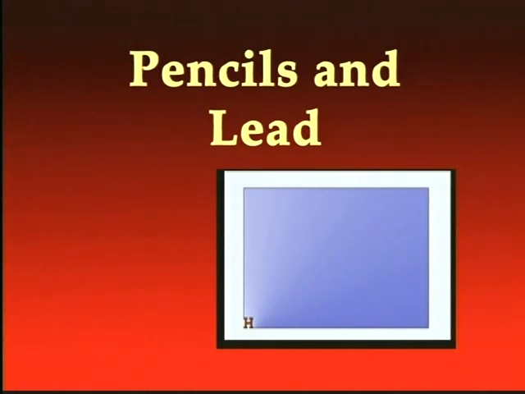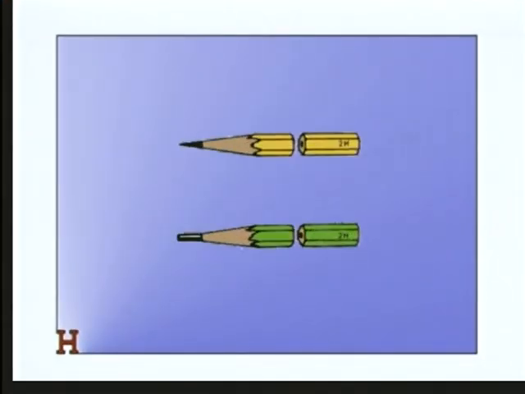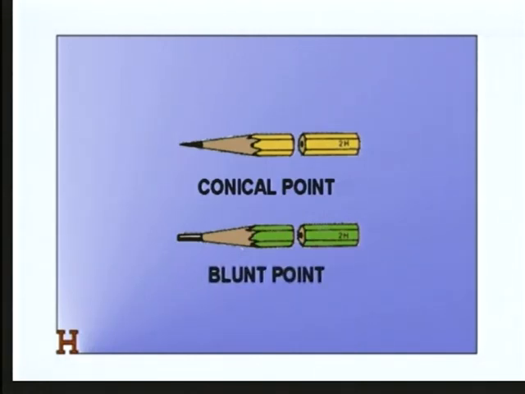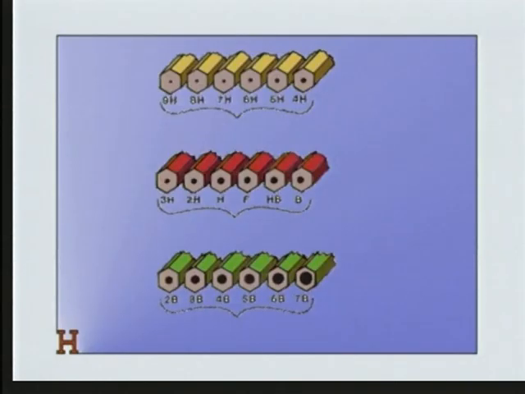We'll start our discussion of drawing instruments with the pencil. There are two basic pencil point styles used in technical drawing. One is the conical point, the other is the blunt point. A little later we'll discuss the actual holder that's holding the lead that forms the point. Also, we'll be discussing the different types of lead found in drawing pencils.